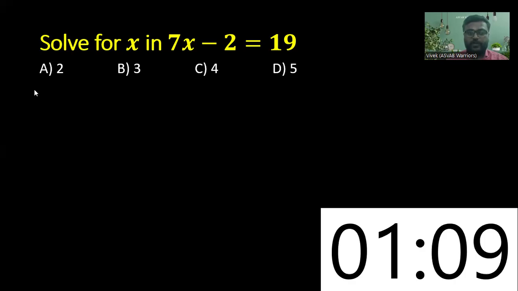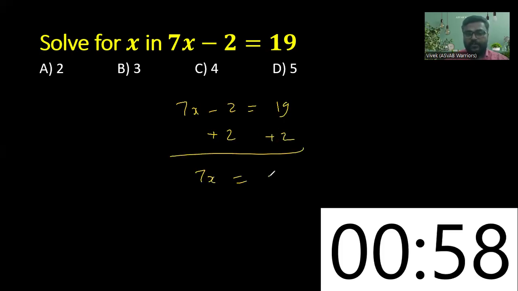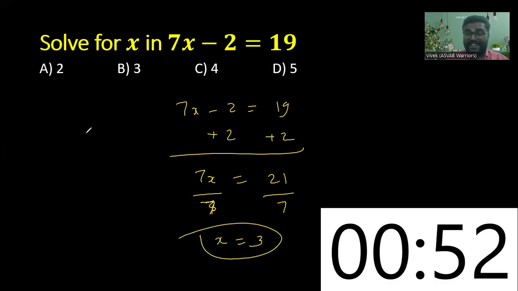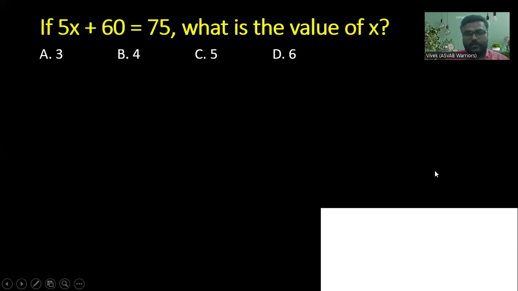So the first step that we are going to do over here, 7x minus 2 is equal to 19. Add 2. So what do we have? 7x equals 21. Divide both the sides by 7. What will we get? x is equal to 3. Our answer is correct. Guys, let's move on to the next question.